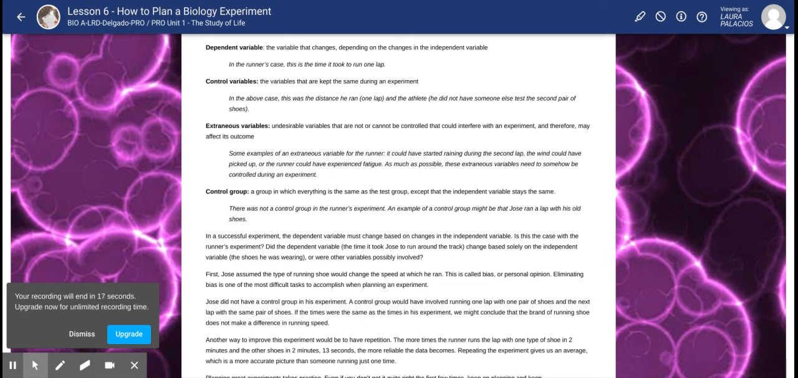Control group, a group in which everything is the same as a test group except the independent variable stays the same. There was not a control group in the runner's experiment. An example of a control group might be that Jose ran a lap with his old shoes.